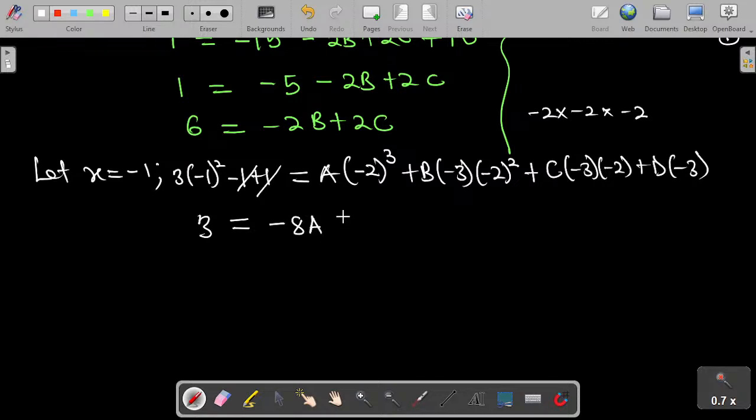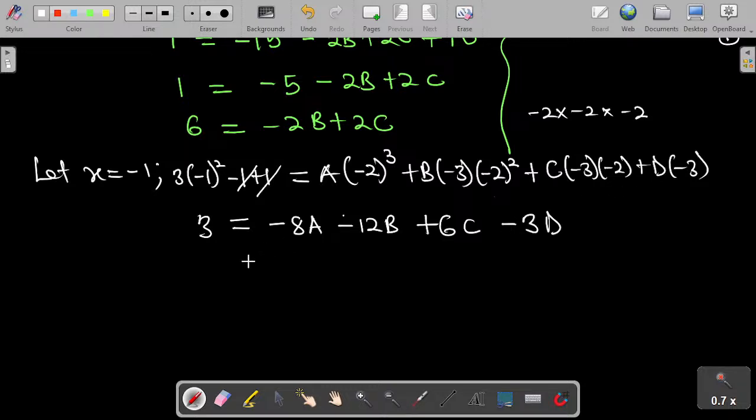Then we come over here. So in this case, we are going to have minus 2 squared, which is 4. 4 times minus 3 is minus 12. So we'll have minus 12b. Alright, so the next one is going to be minus 3 times minus 2, which will give us plus 6c. And finally, we'll have minus 3d.